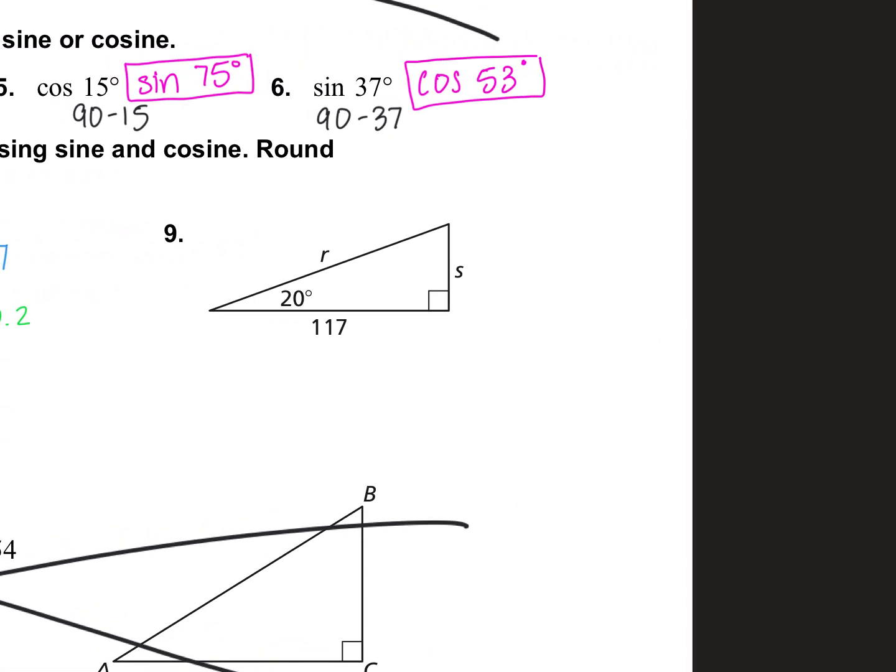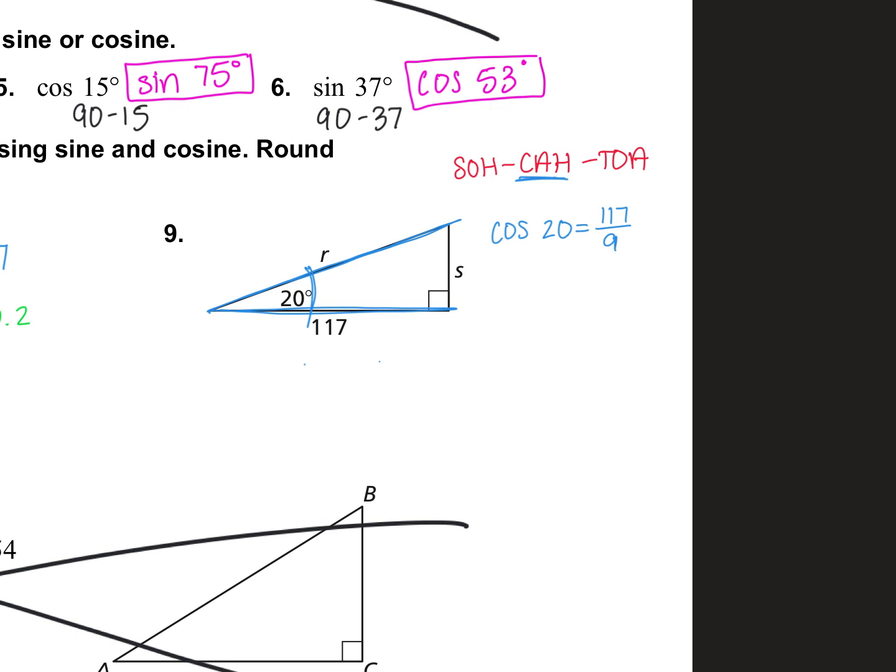All right, looking at number 9, solving in terms of sine and cosine. I'm going to go ahead and solve for R first. So in terms of angle 20, I have 117, so I'm just going to go ahead and write my SOHCAHTOA. And looking at it, solving for R, I have my hypotenuse and my adjacent side. So this one I'm going to do cosine. So I have cosine 20 equals 117 over A.